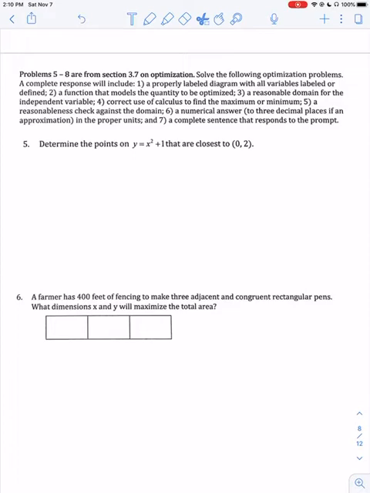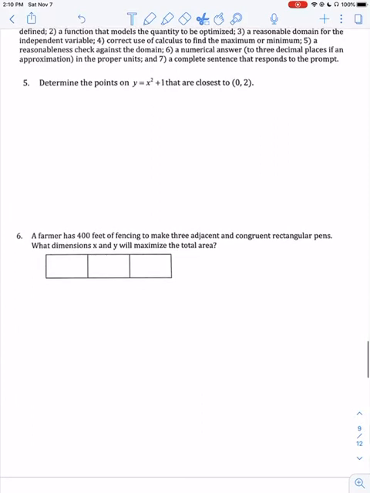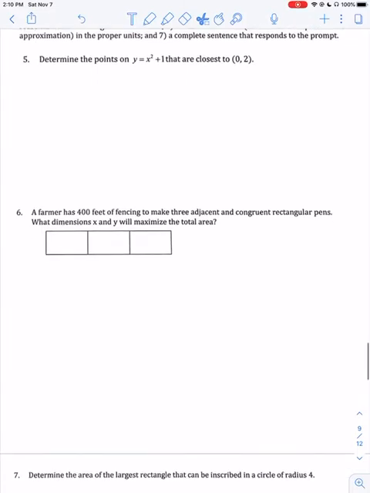Step 4, correct use of calculus to find the max or the min. A reasonableness check against the domain, so make sure that the number that you get does make sense in the domain of your problem. And then a numerical answer, you should round to 3 decimal places if it's something that you are approximating using a calculator. Make sure you have proper units, and a complete sentence. I'm not going to write the sentence today just for the sake of time, but you would write like, blah, blah, blah is a minimum because blah, blah, blah, just like we did in the notes.